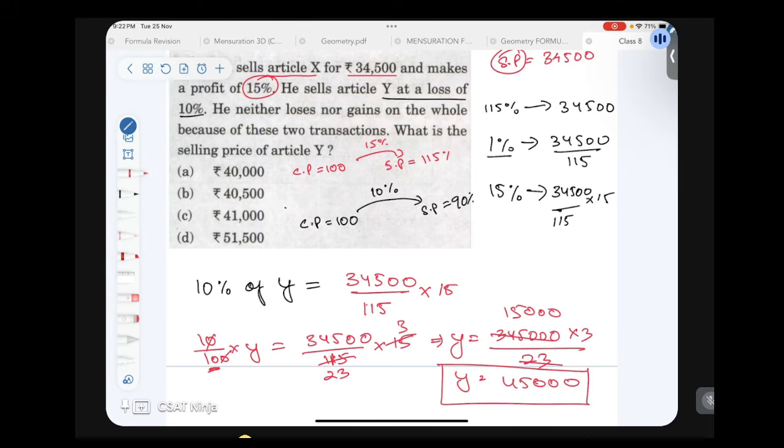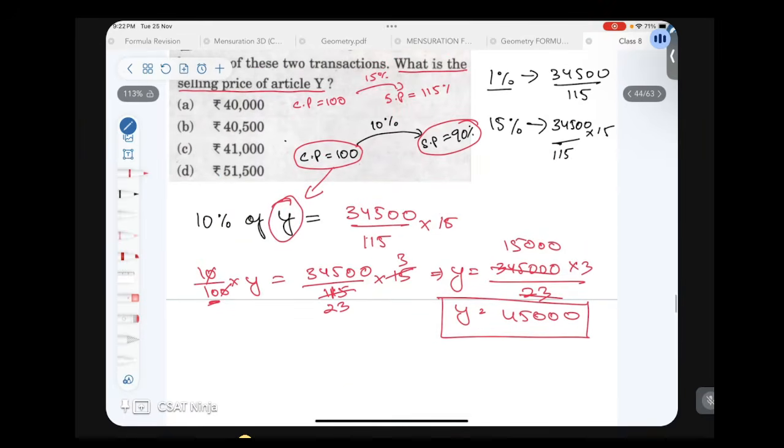Remember, we are not asked to find the Y value only. We are asked to find the selling price of article Y. The selling price of article Y is how much? 90% there. Remember, the Y that we are getting here is nothing but this one, 100%. So if 100% is Y, 100% is 45,000. That means 1% will be how much? 450, because the 0s will cancel each other.